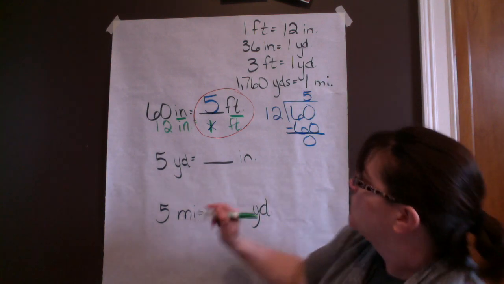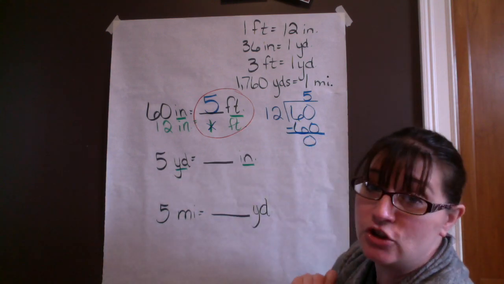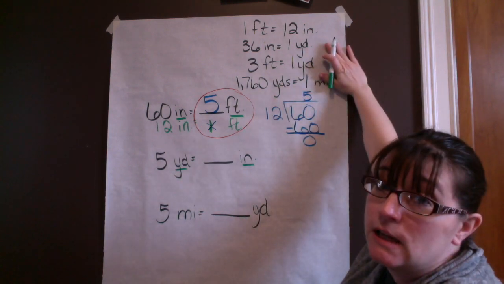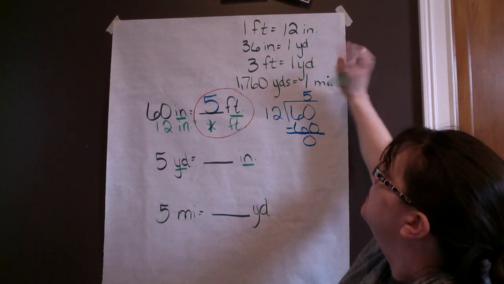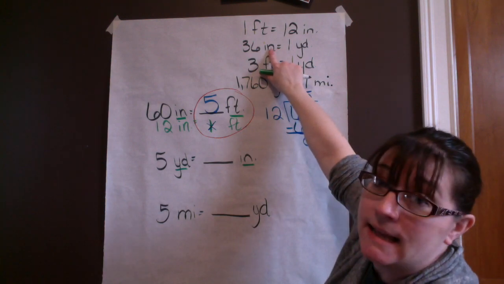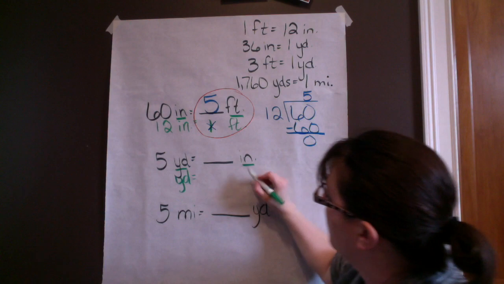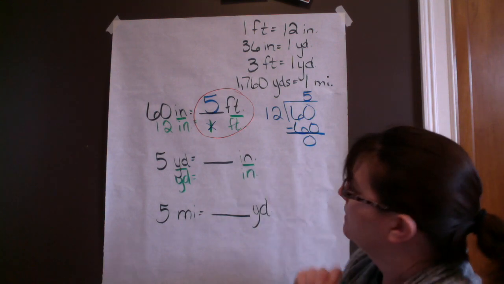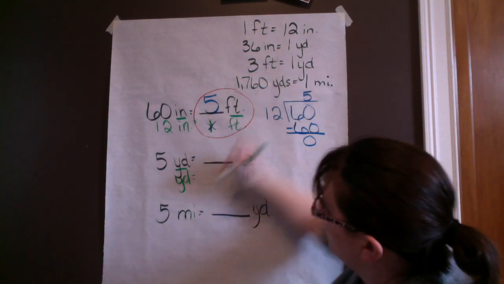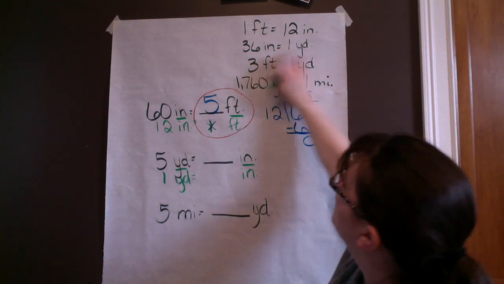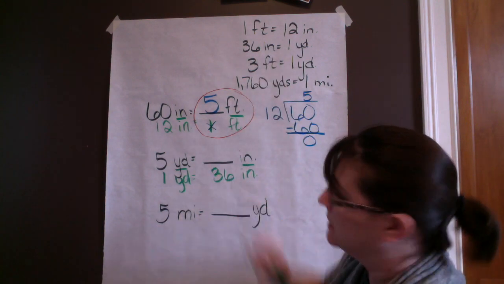All right. So again, I look at my labels. I have yards and inches. So I'm coming up here. I'm looking for the one that has both yards and inches in it. Well, this one has yards and inches, so this is the one I'm going to use. I put my yard label underneath the yards, inches underneath the inches. So 1 yard, so put the 1 with the yard, is 36 inches. So put the 36 here.